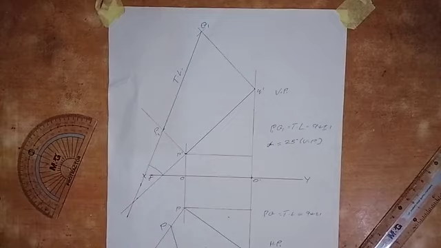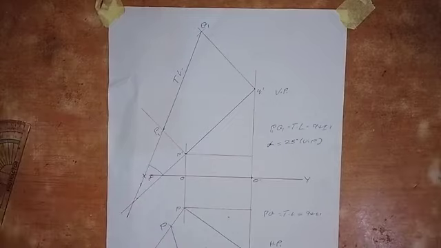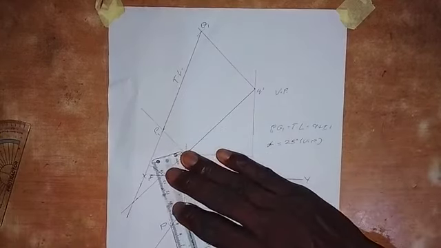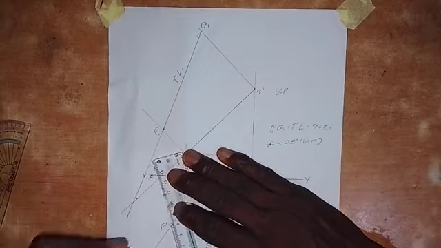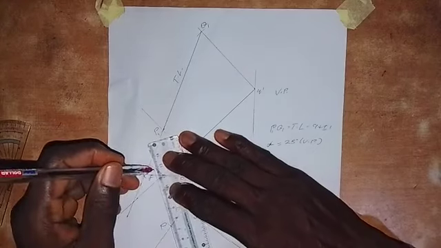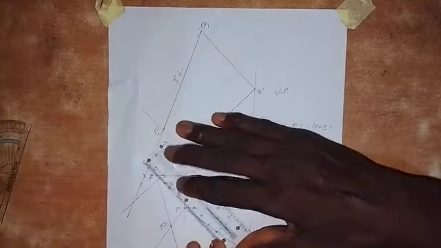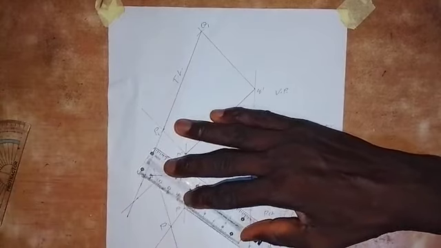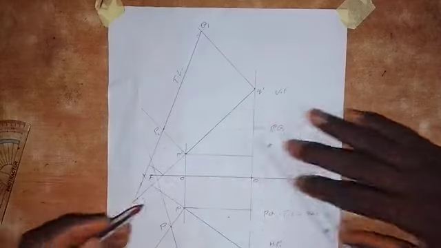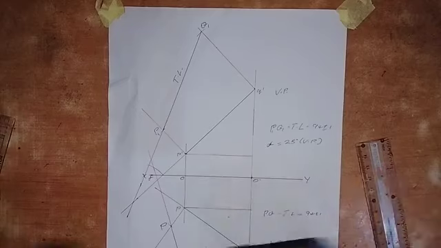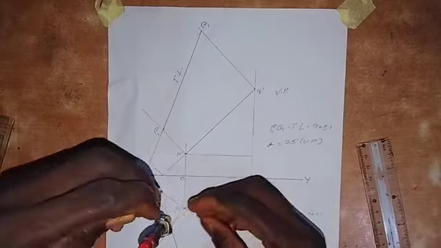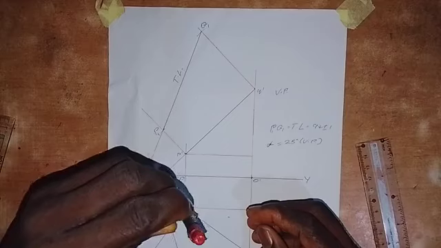Now let's get the true inclination to the horizontal plane. Same thing that we did here. We are also going to extend this line. So from here we extend this line, let me take it up a bit more, and then we also extend this line that we have here. They intersect at this point here. Then I'm going to use my compass to produce an arc in between these lines like this.